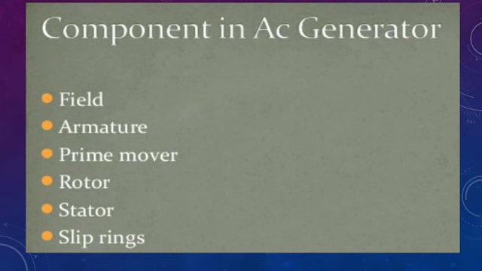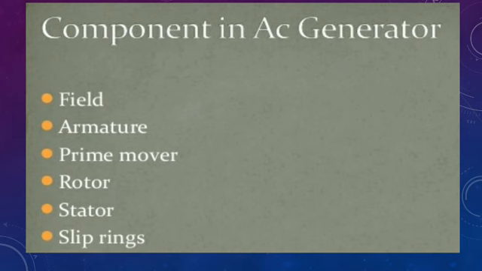Now come to the components in AC generator. The AC generator has some components. One is field. Field is nothing but magnetic field. The next one is armature. Armature is a coil winding. And next is prime mover, and rotor, stator, and slip rings. Yes, so these are the components in AC generator.